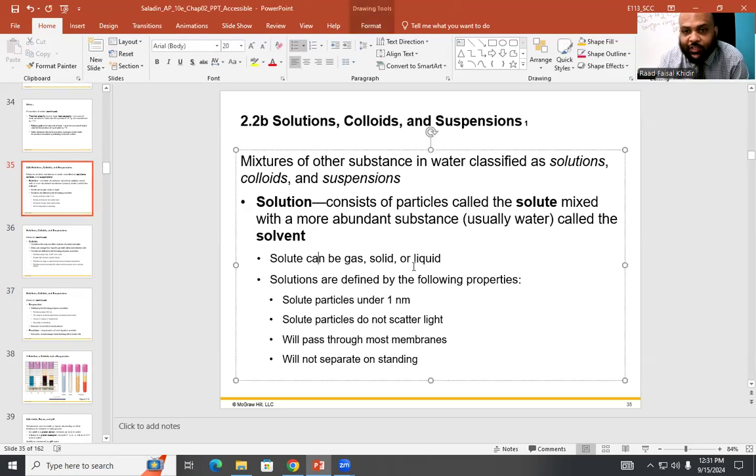So what's the difference between a solution, a suspension, a colloid, and an emulsion? An emulsion, I didn't explain that part. That means I've got to get up. What's the difference between a solute, a colloid, a suspension, and an emulsion?